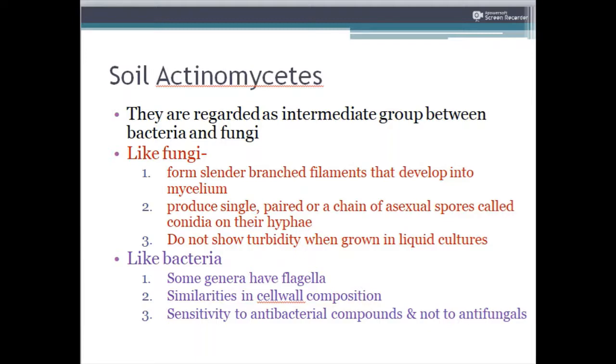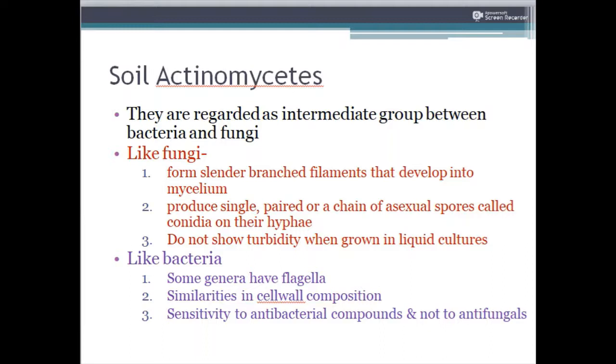Usually in fungi we can see hyphae, and entangled hyphae are referred to as a mycelium. Similarly, in the case of actinomycetes, slender, that means thin, branched filaments can be found, and they could also develop into the mycelium as in the case of fungi. Sometimes they could also form either single, paired or even a chain of asexual spores called the conidia on their hyphae. Normally, the formation of conidiospores happens in fungi, but similar occurrence of conidiospores in actinomycetes also does occur.